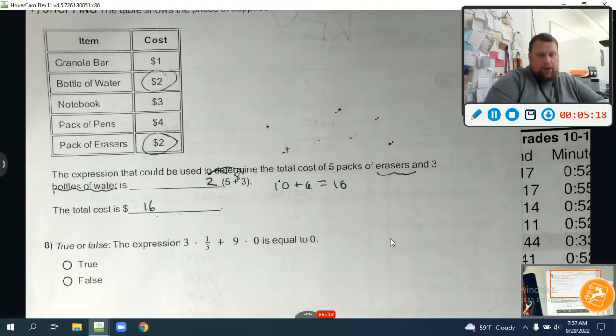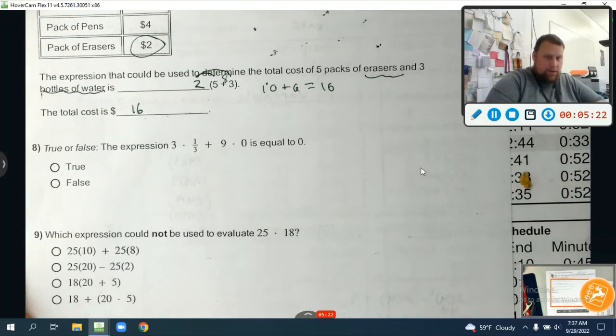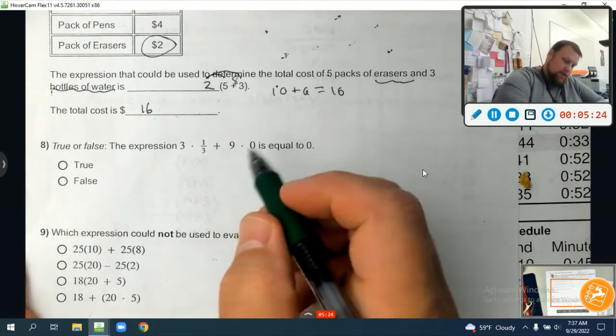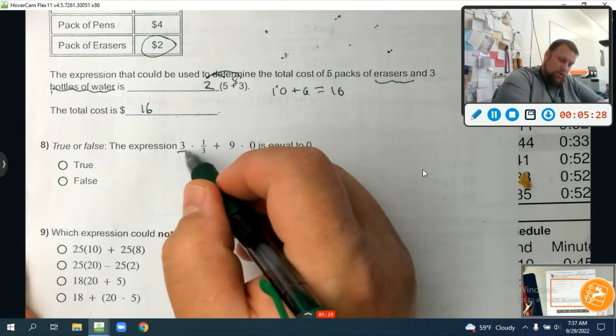All right, true or false? The expression 3 times a third plus 9 times 0 is equal to 0. Well, let's look at this. So we have two sets of multiplication. I'm going to do them both at once. So put that over 1.